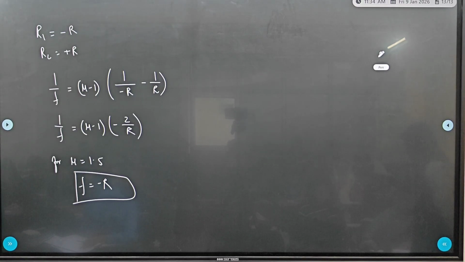This side will be infinite. Now since it is curved like this, it means you need to measure in this direction. The radius will be in this direction, right? And it will be along the direction of light, so it should be plus. R1 is infinite for plano concave, and R2 will be plus of R.